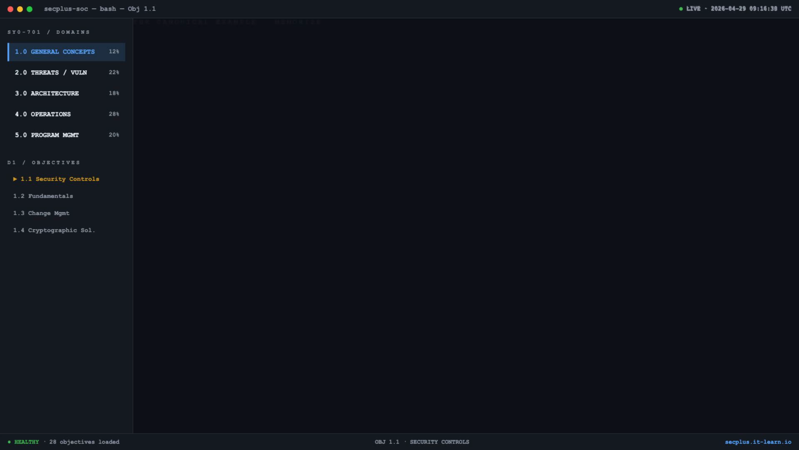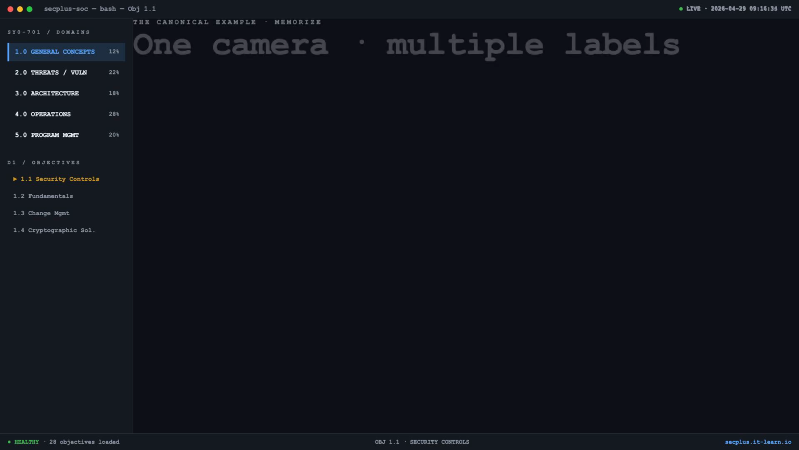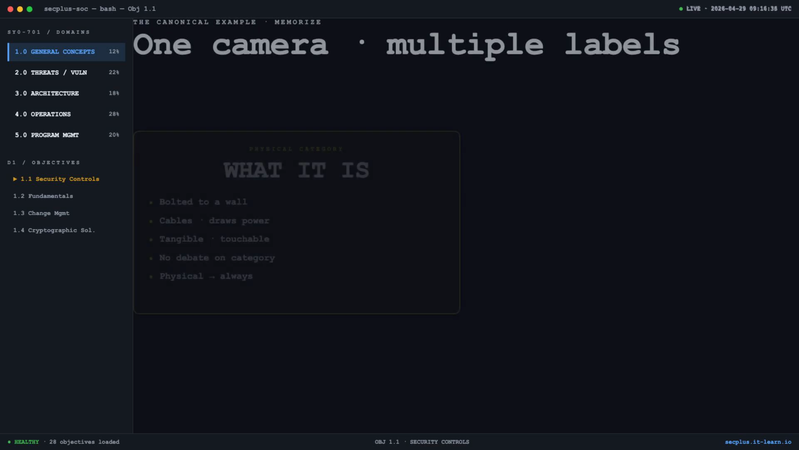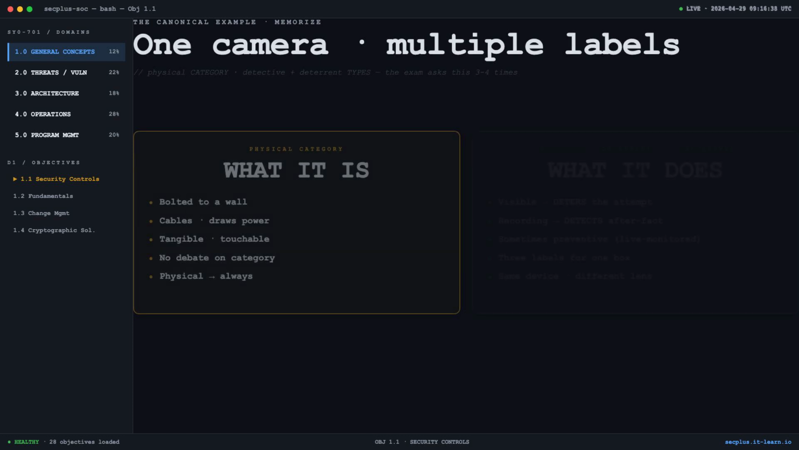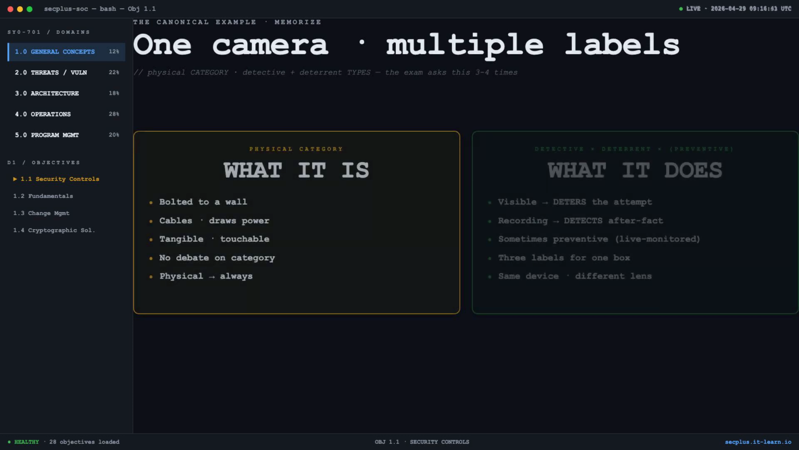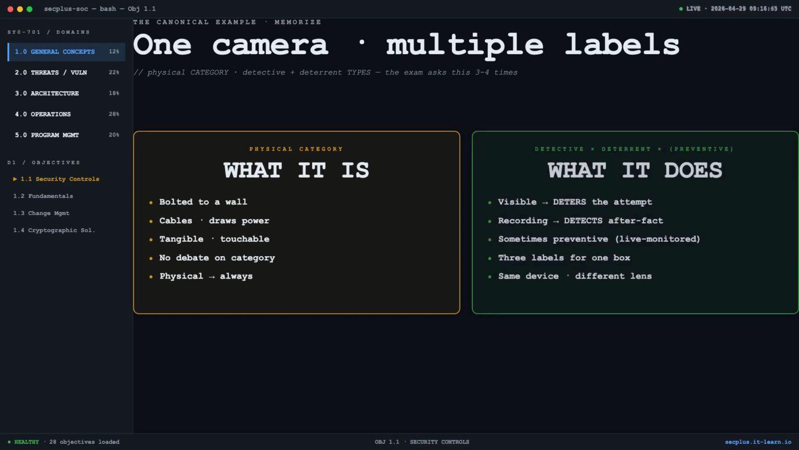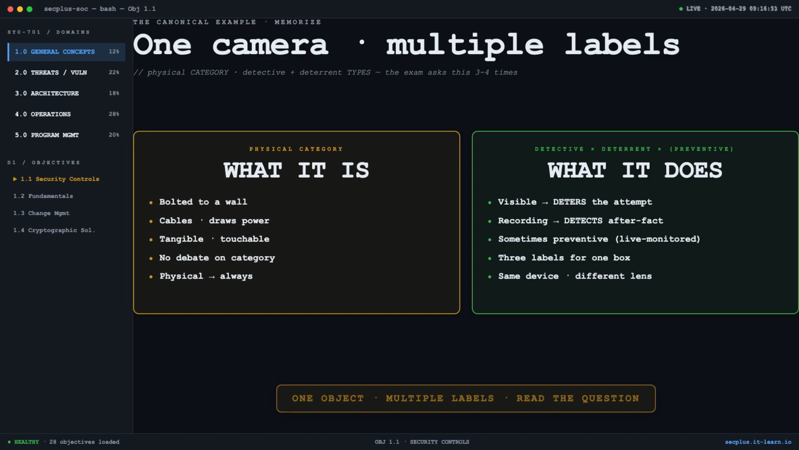And the security camera is the canonical example for a reason. Every Security Plus instructor uses it. The camera is a single physical object. It bolts onto a wall. It has cables. It draws power. Physical category, no debate. But functionally, what does it do? Depends on who's looking. If the bad guy sees it before he tries anything, the camera deters. If he tries anything anyway, the camera detects. So one device, 3 labels, physical, detective, deterrent.